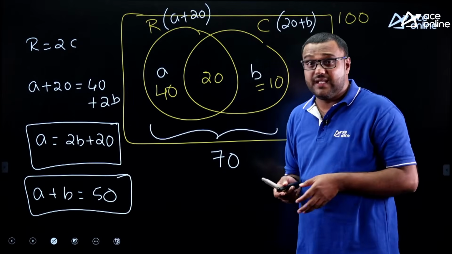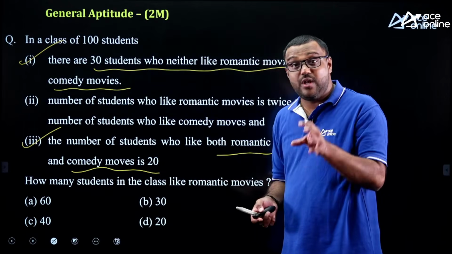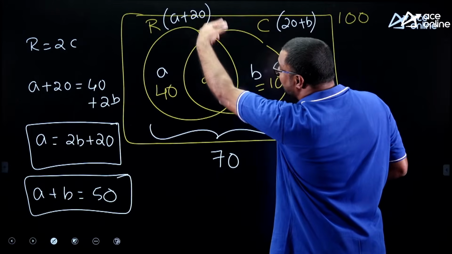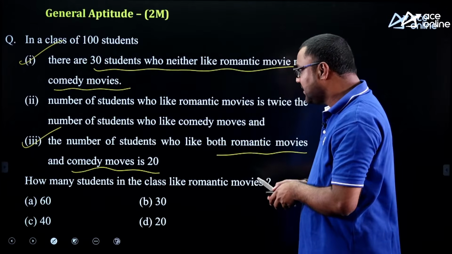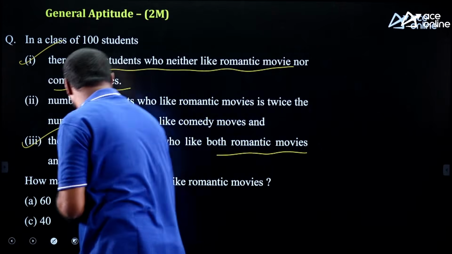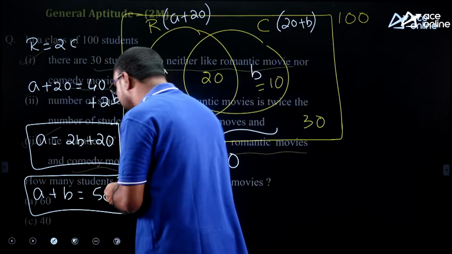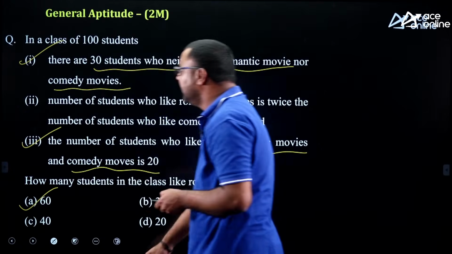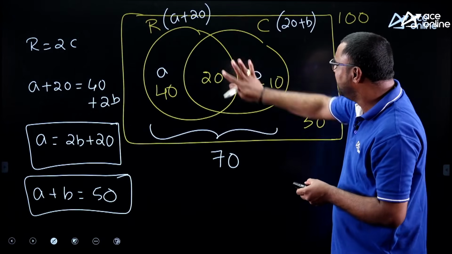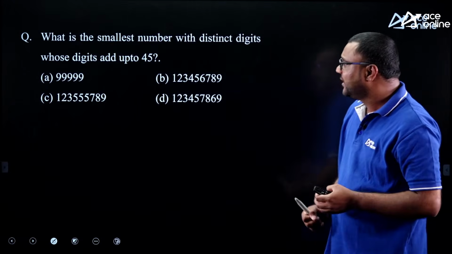Now question is, what are they asking? Romantic movies. They did not ask only romantic, which is 40. They are asking romantic, which means A plus 20. So guys, if you just calculate A plus 20, I hope you got it's 60, right? A value is already 40. You have 40 plus 20, we got 60 is the answer. Right, option A is correct. Related to Venn diagram, two different variables are given, we can do it easily. Now see the next question.